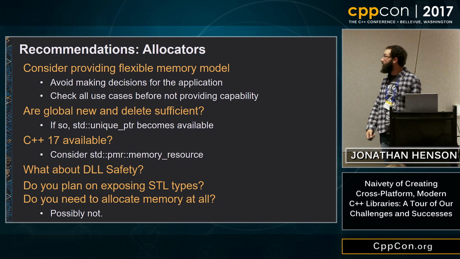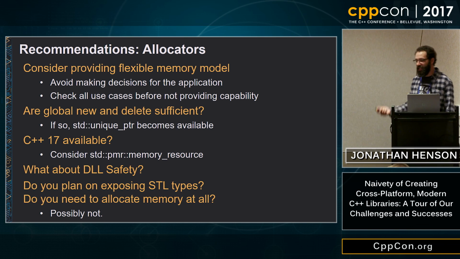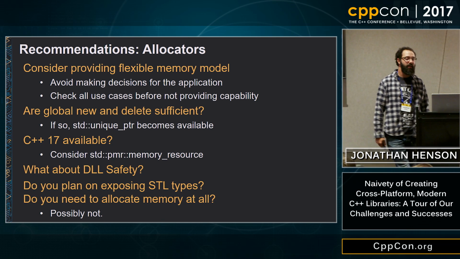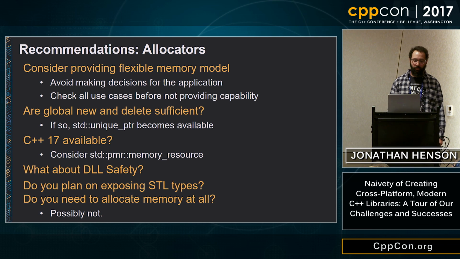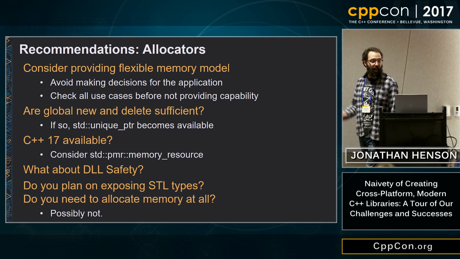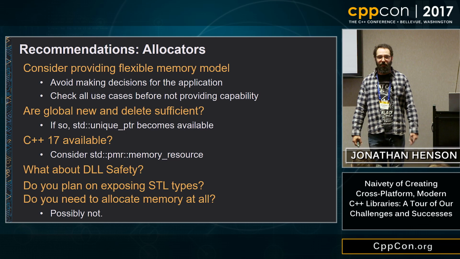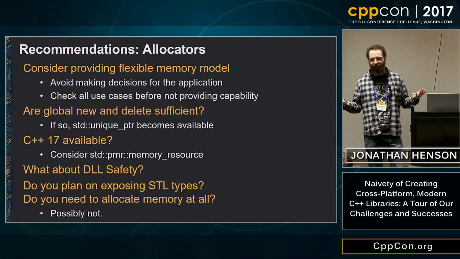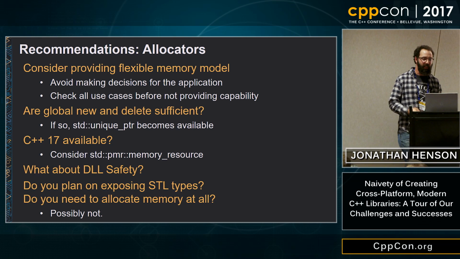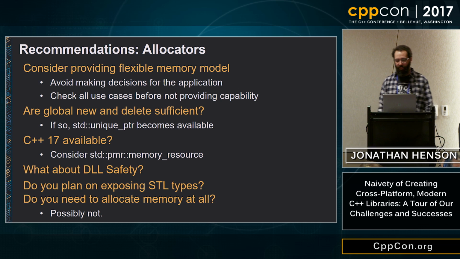Standard unique pointer becomes available. It's a simpler way to do it if that's sufficient. Is C++17 an option for you to baseline? Then the memory resource is a great option here. For the sake of time, I'm going to skip on down. Do you need to allocate memory at all? This is a perfectly valid question. Some of the best APIs I've ever seen will tell you how much memory they need, and then you allocate it, and then you pass it to them. That's also a very valid option.